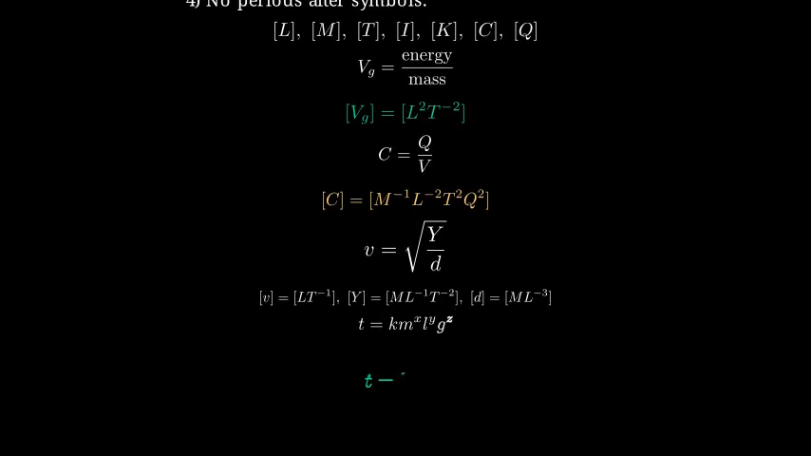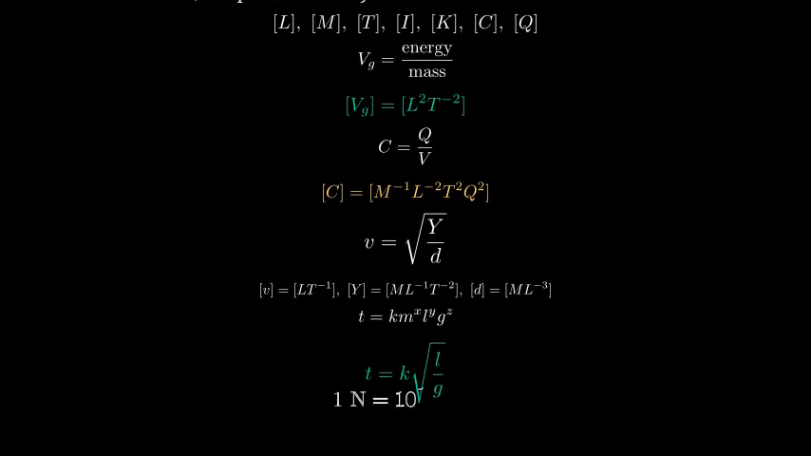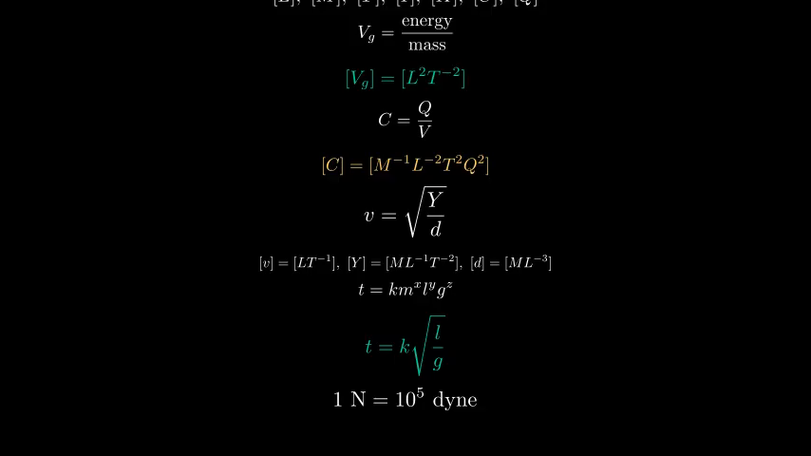We can also derive relations. Suppose the pendulum period depends on mass, length, and gravity. Dimensional analysis shows the mass exponent is 0, and the period is proportional to the square root of length over gravity. Dimensional analysis helps in unit conversion too. For force, 1 Newton equals 100,000 dyne.